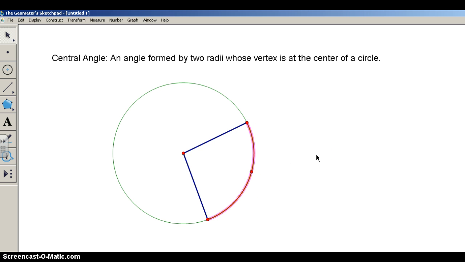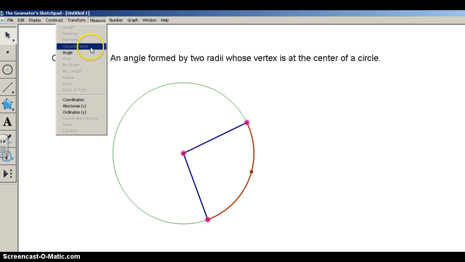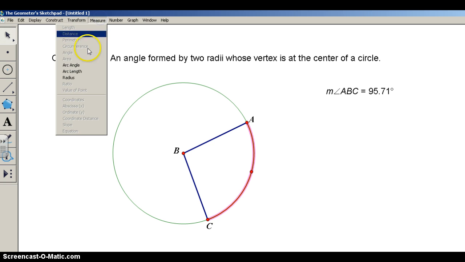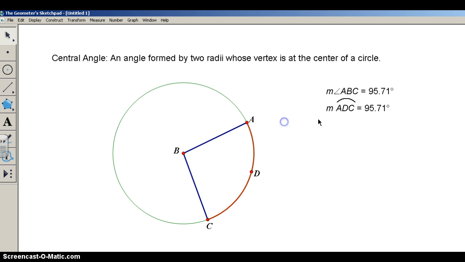Now there's a relationship between the angle measure of the central angle and the arc angle of the circle. Now I say arc angle because we will be talking about arc length in the next coming sections. So let me go ahead and measure this central angle. We see that's 95.71 degrees. And now I'm going to measure my intercepted arc, the arc angle. What do you notice? They're the same.